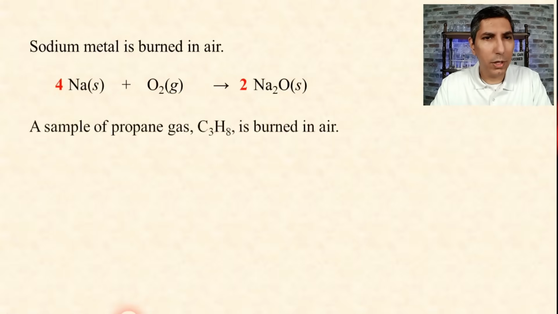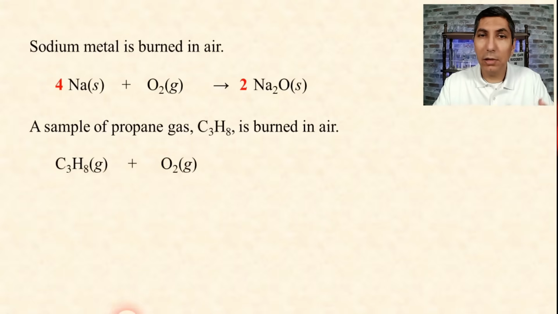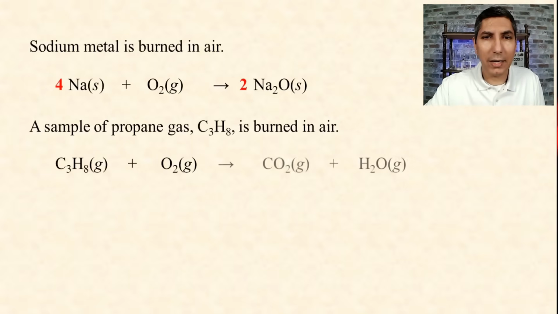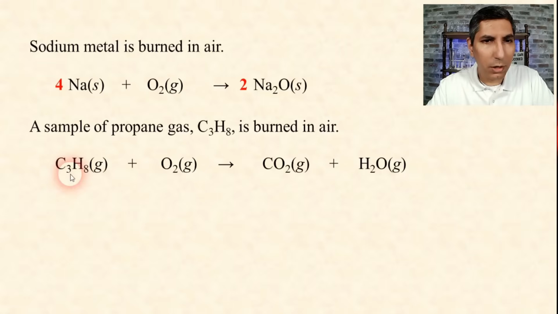On the next one here, we have a sample of propane gas, C3H8, that's burned in air. So kind of the same thing, except this time we have C3H8 being reacted with O2. But anytime we have a complete combustion reaction, we know that the products are going to be carbon dioxide and water. And so we can write those out. We need to balance this. I can balance my carbons by putting, let's see, 3 carbons over here, so a 3 right here.